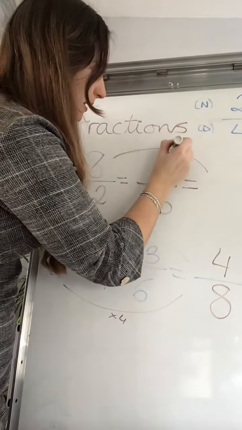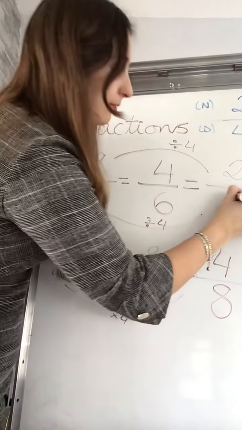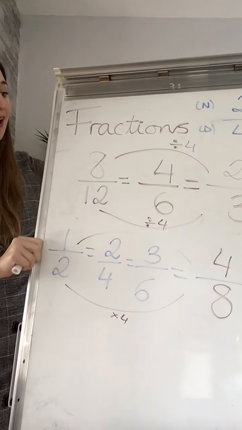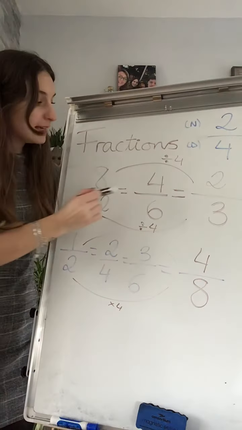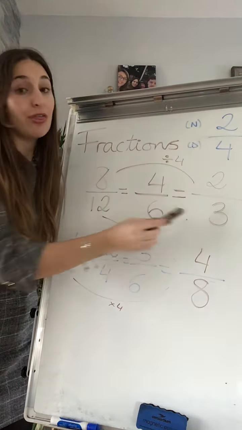So let me divide. 8 by 4 is 2. 12 by 4 is 3. There we are. So we do have 3 equivalent fractions. 8/12 is the same as 4/6. That is the same as 2/3. Can you see that?